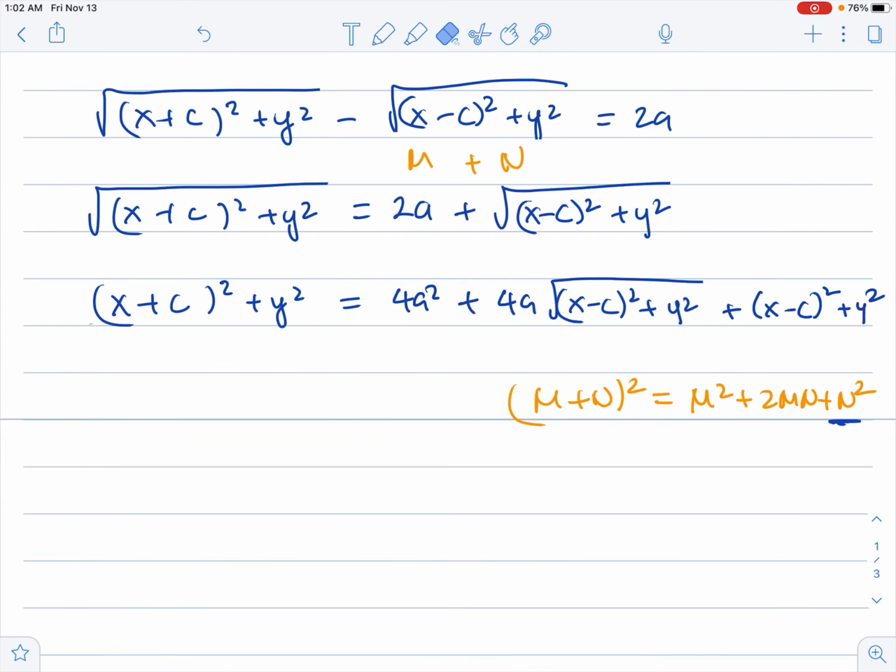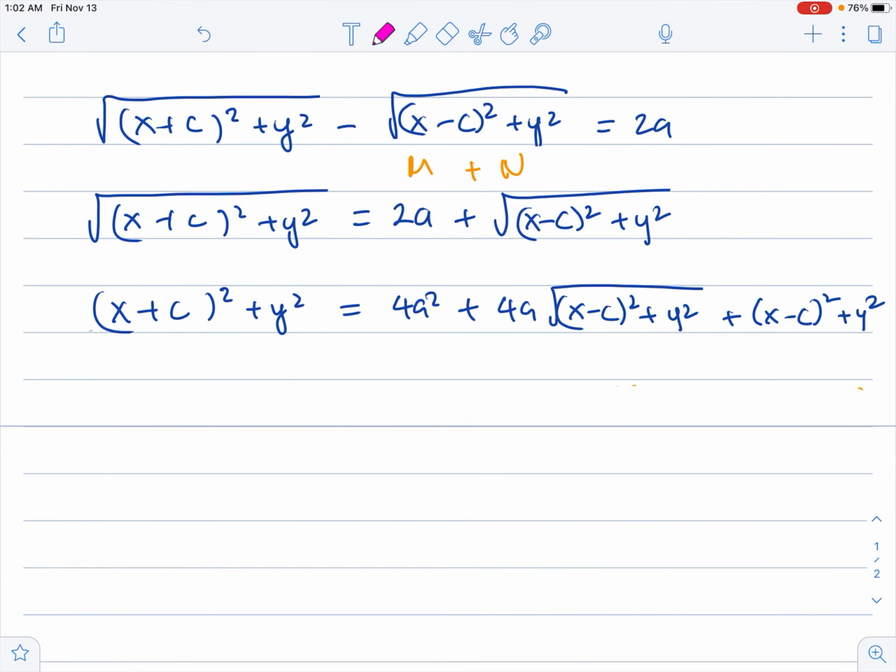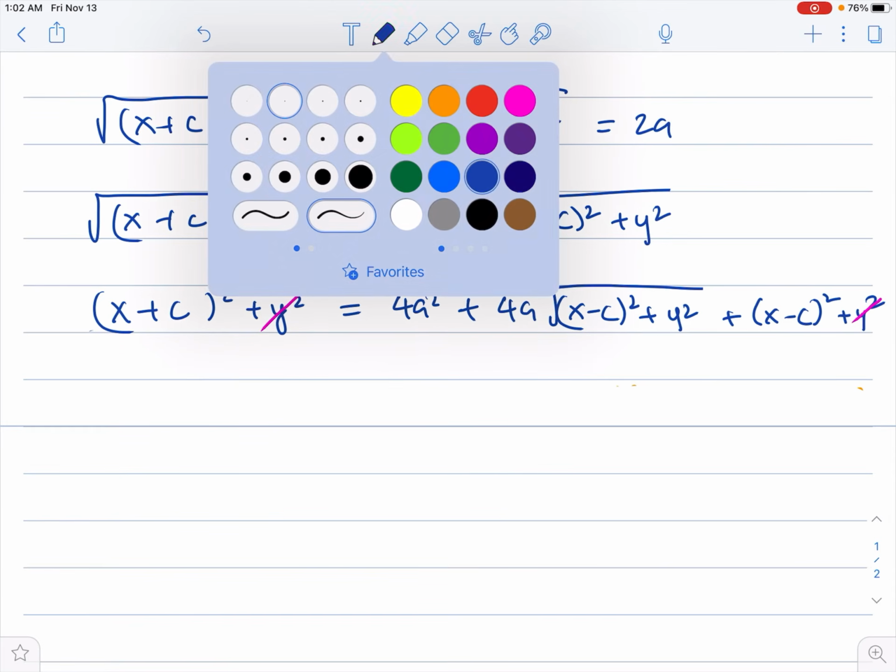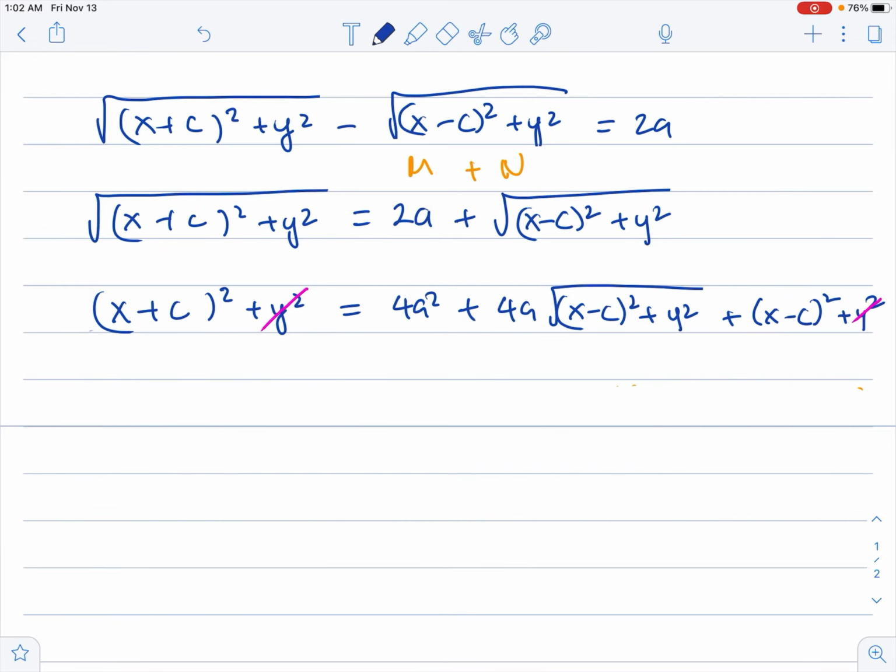Pwede tayo mag-simplify. Notice na mayroong y squared both sides. So, pag nag-subtract tayo ng y squared from both sides, mawala na sila pareho. And then, pwede nating i-expand ito, di ba? So, magiging x squared plus 2cx plus c squared.